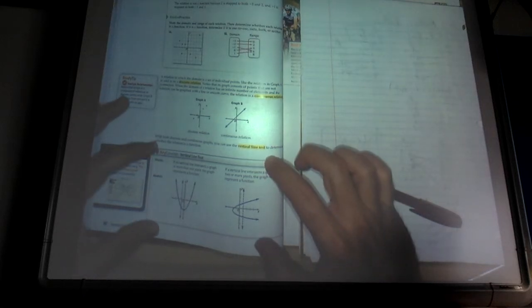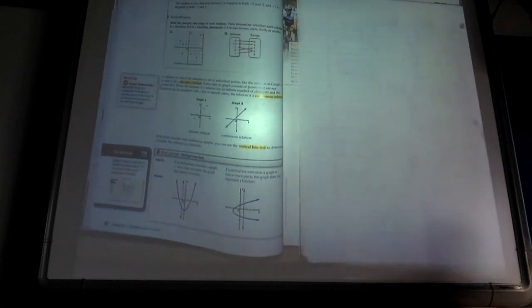Each x has to have a unique y for it to be a function, so this one is not a function. This would be something great to copy in your notes, this key concept, all right? I'm not going to write it in mine, but you write it in yours. All right, let's go to the top of the next page, page 63.